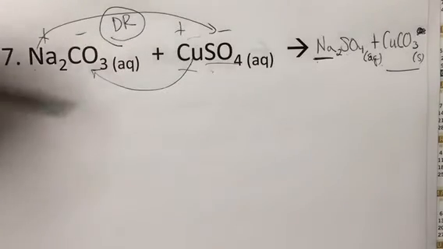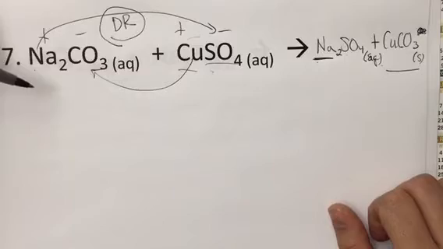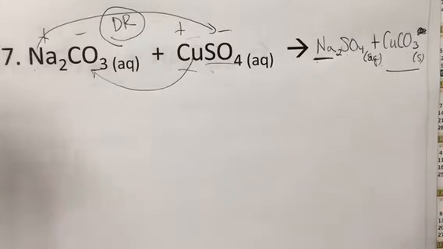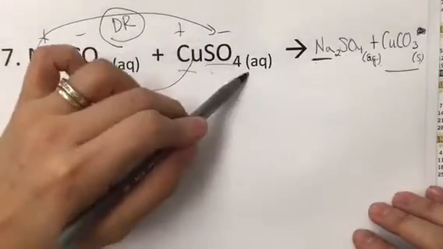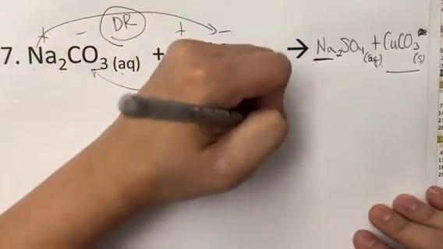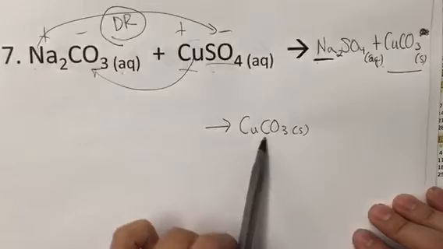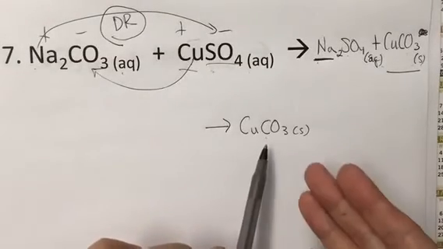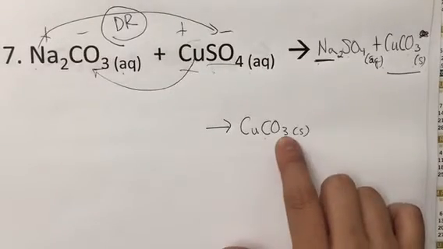The next thing I have to do is write the net ionic equation. So remember, keep everything that was solid. Aqueous, aqueous, nope, that's solid, yep, got to keep that in there just the way it is. And this one's charge is nothing because this is a compound, so no charge, so leave it alone.